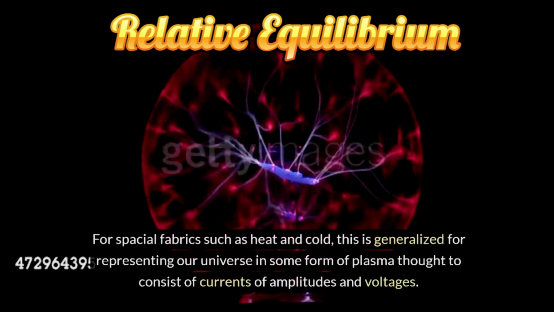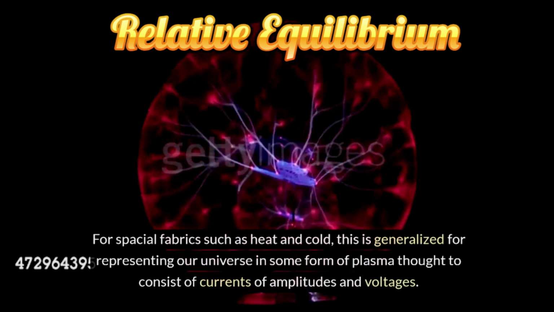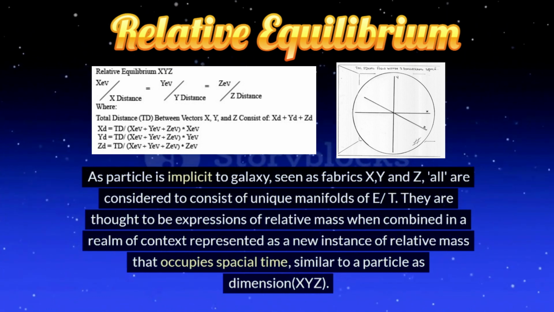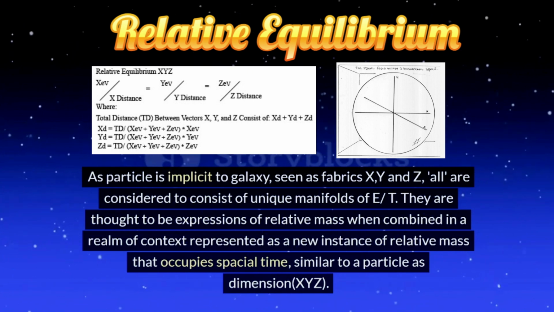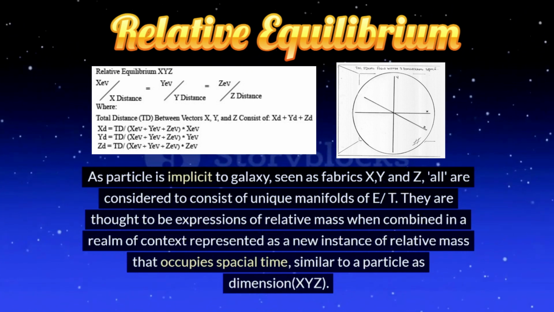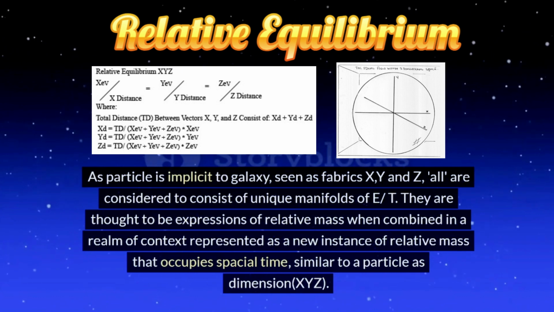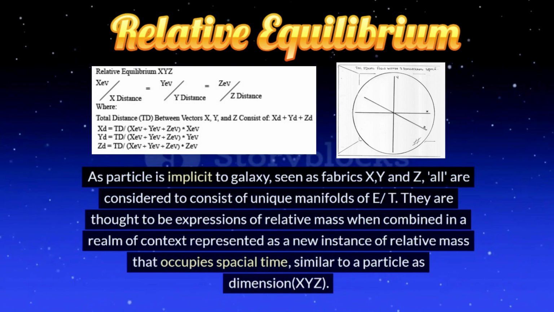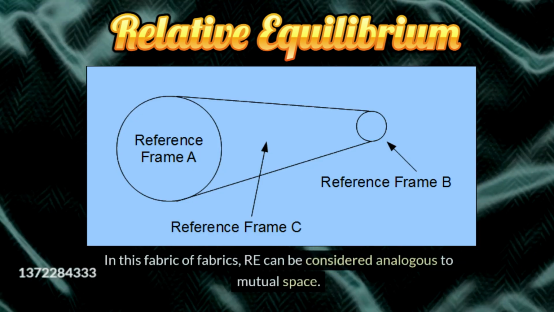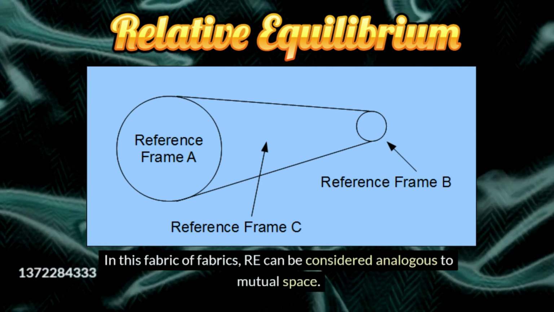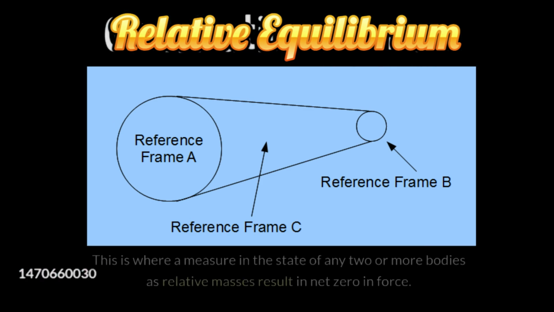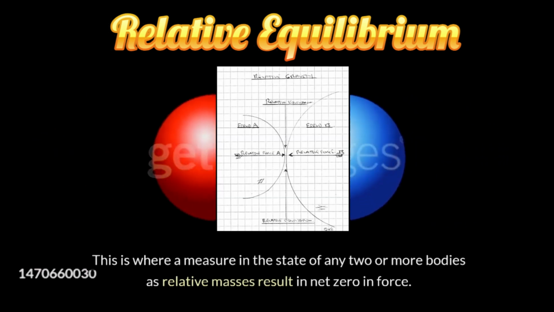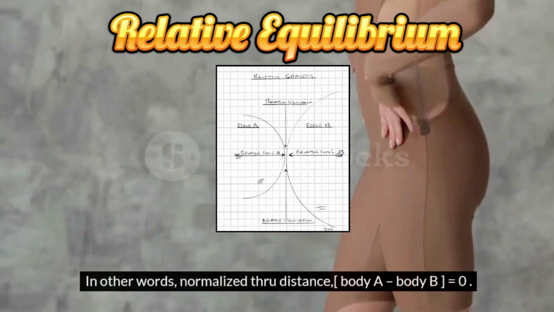As particle is implicit to galaxy, seen as fabrics X, Y and Z, all are considered to consist of unique manifolds of E/T. They are thought to be expressions of relative mass when combined in a realm of context represented as a new instance of relative mass that occupies spatial time, similar to a particle as dimension X, Y, Z. In this fabric of fabrics, Re can be considered analogous to mutual space. This is where a measure in the state of any two or more bodies as relative masses result in net zero in force. In other words, normalized through distance, body A, body B, equals zero.